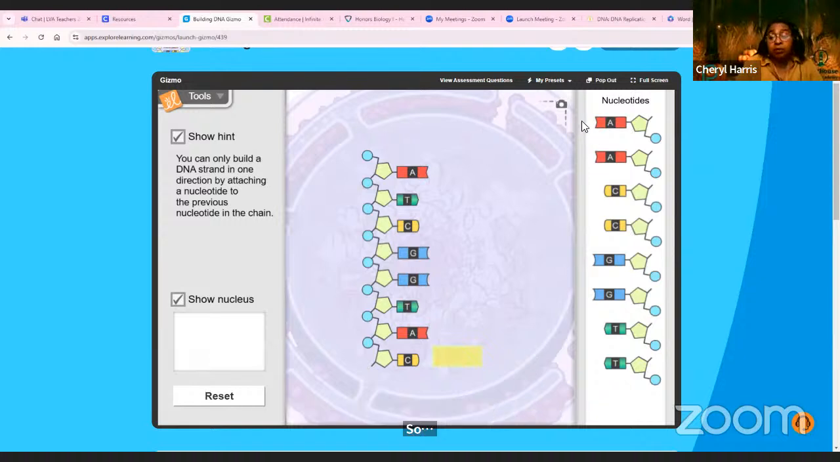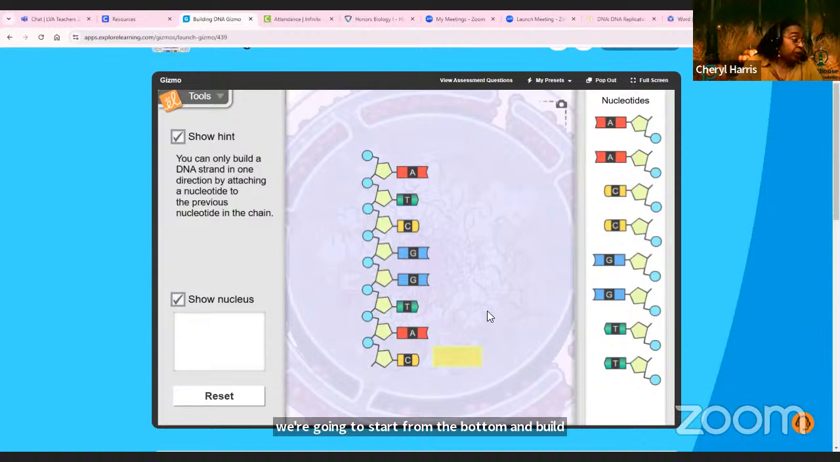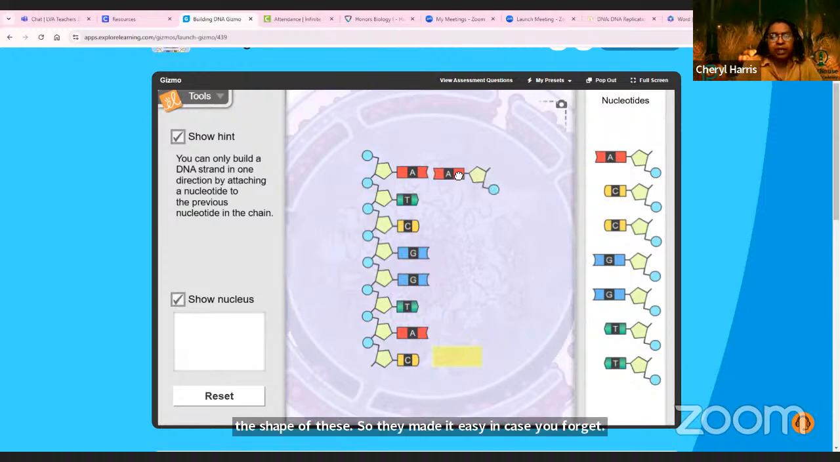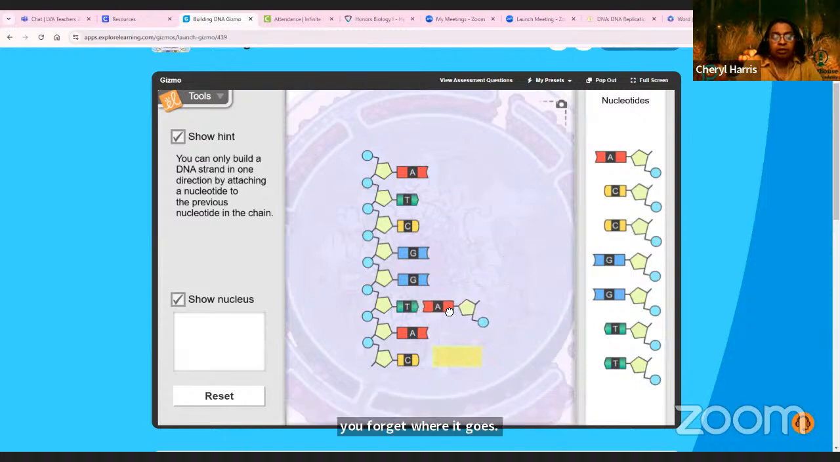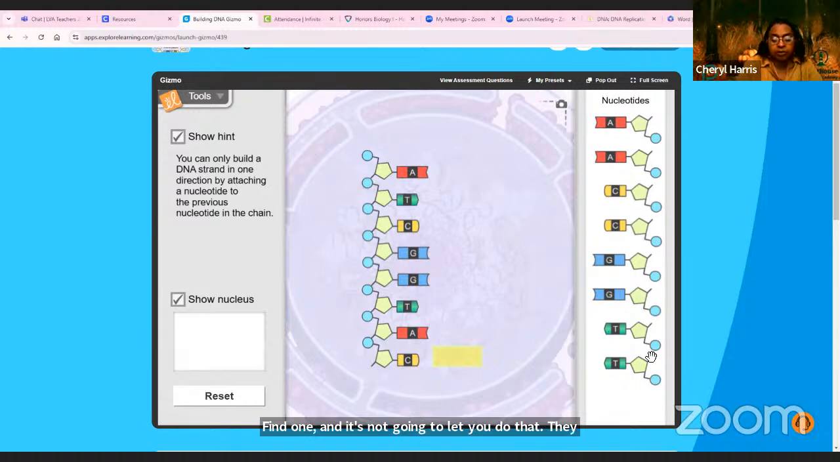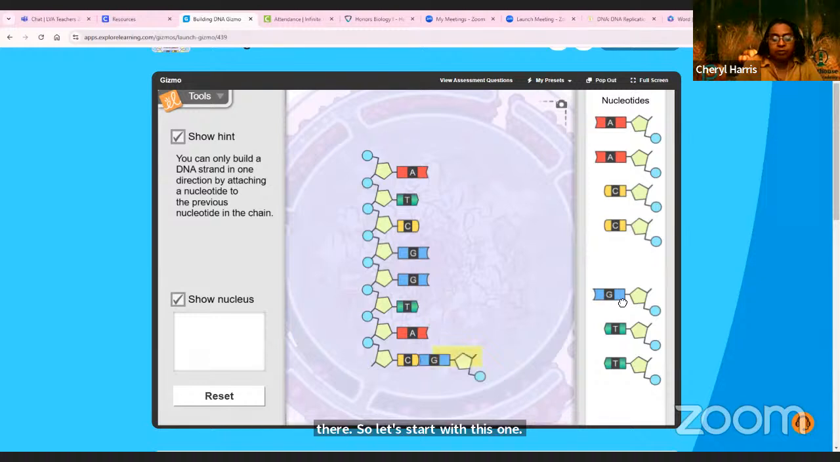Now, the other thing I want you to notice, base pairing. Notice the shape of these. So they made it easy in case you forget. Like I just tried to match an A with an A, but notice they don't match. It's like puzzle pieces. They're not going to match. So if you forget where it goes, find one, and it's not going to let you, they want you to do it in order. So you can't just put it there. So let's start with this one. Find something that has a rounded groove on it, and that will match.